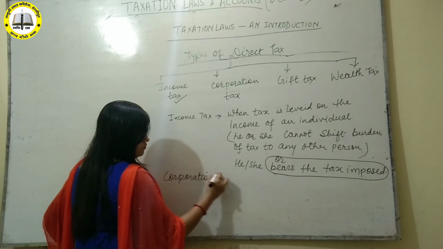Now the next is wealth tax. So I am writing down here about the wealth tax. So what is wealth tax? How can we define it? When tax is imposed on the net wealth. When the government charges tax on your net wealth, it is called wealth tax. Now you need to understand what will be included in your wealth.